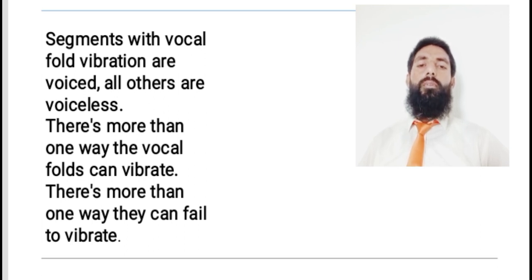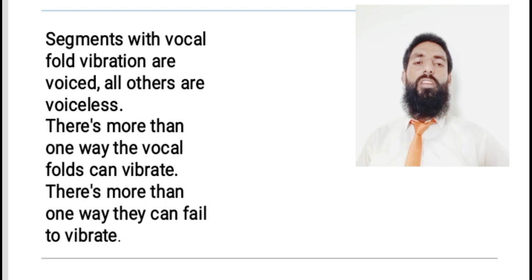There's more than one way the vocal folds can vibrate. Yes, there are multiple reasons that vocal cords can vibrate. Suppose you are to speak a different language, which is not your mother language. This will only be fruitful due to the vibrations of vocal folds.